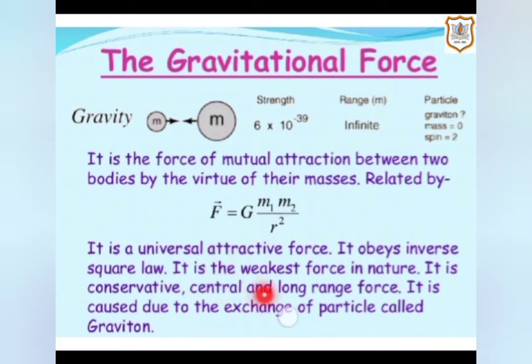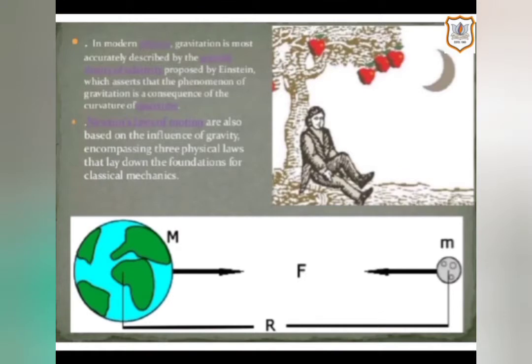This force is the weakest force which exists in nature, and since these objects can be located at any distance, that means it can be even at an infinite distance, this force is called a long range force. You can see over here that this capital M and small m are separated by the distance r, and these are attracted by the gravitational force. Even this apple can fall down due to the gravitational force.